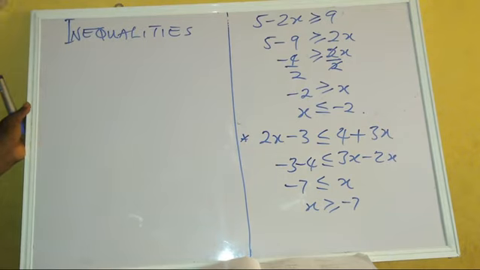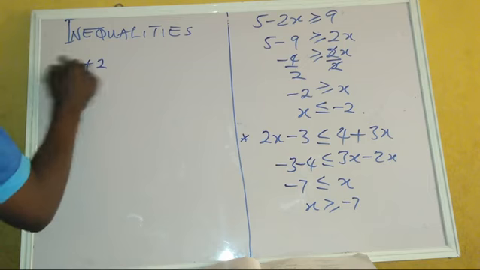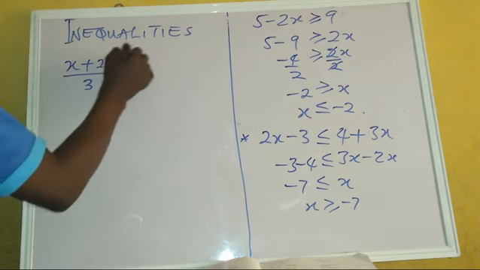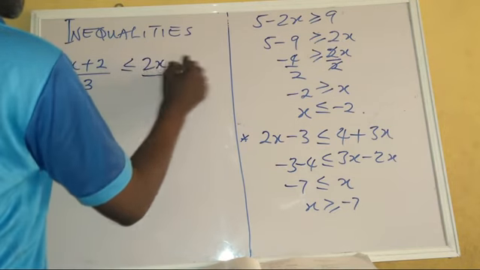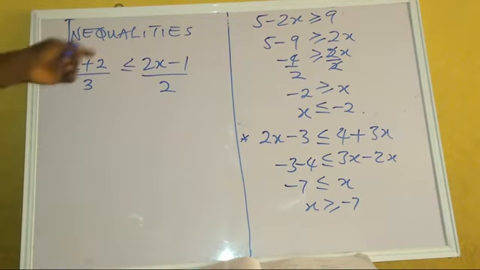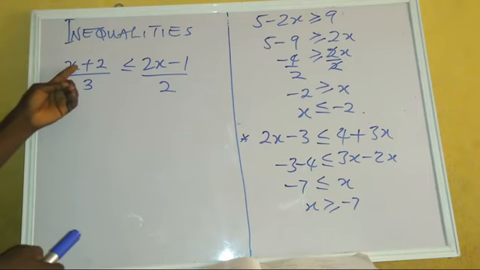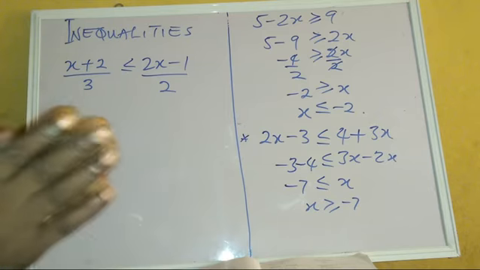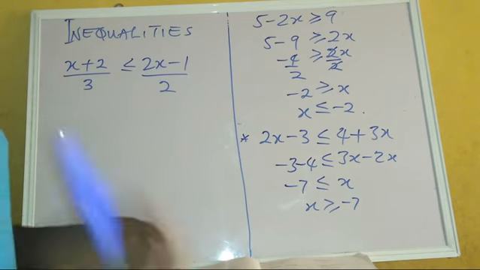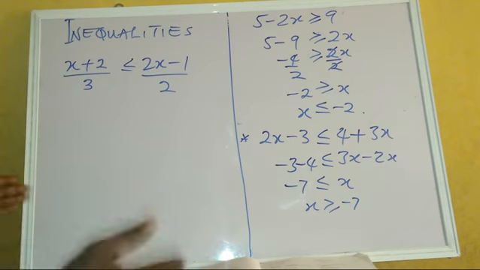If fractions are involved, for instance, we have (x + 2)/3 less than or equal to (2x - 1)/2. When you have an inequality this way, we call it a linear inequality in one variable. You don't cross multiply when it comes to inequality. What you do is look for the LCM of the denominators. You now multiply both sides of the inequality by the LCM.